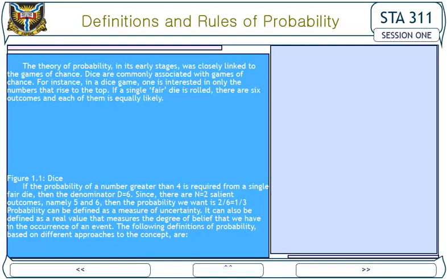Probability can be defined as a measure of uncertainty. It can also be defined as a real value that measures the degree of belief that we have in the occurrence of an event. The following definitions of probability are based on different approaches to the concept: classical or a priori probability, frequency or a posteriori probability, and axiomatic or theoretical probability.